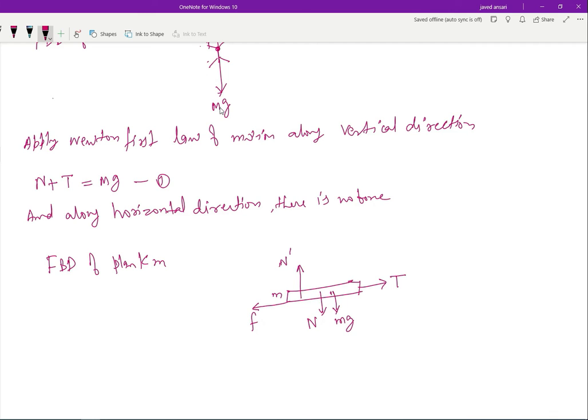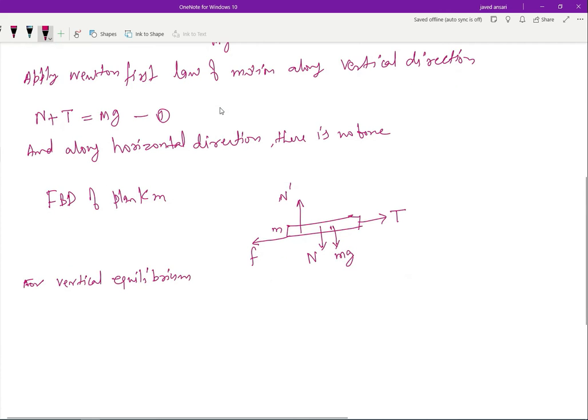So let's now apply Newton's first law of motion along the vertical direction for this plank. I'll just write in short form, for vertical equilibrium. What is going to happen? N dash upward, and downward is N plus mg, right? Let's make it equation number 2.